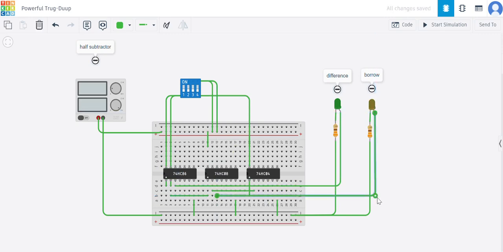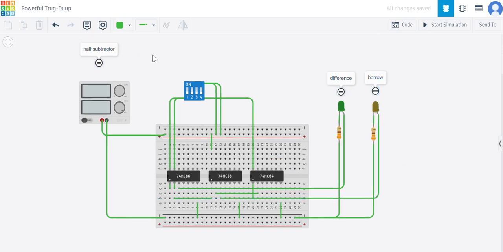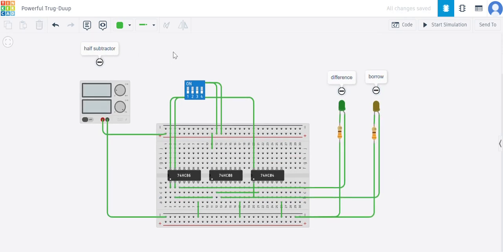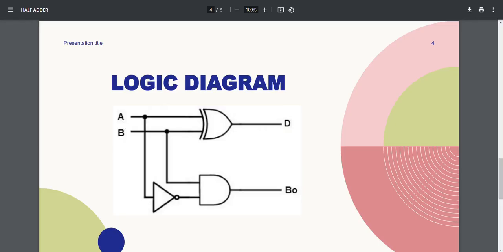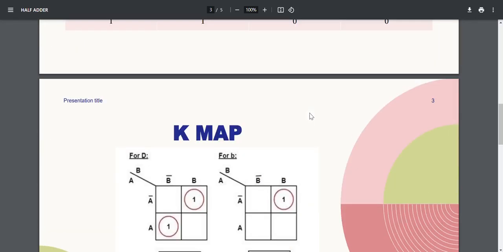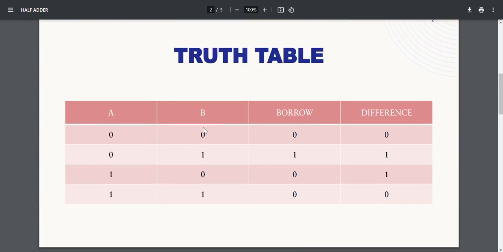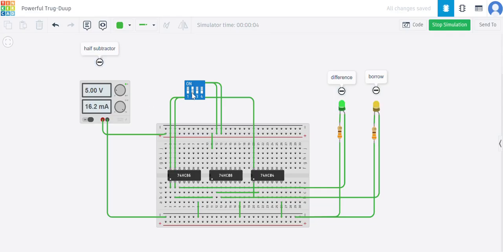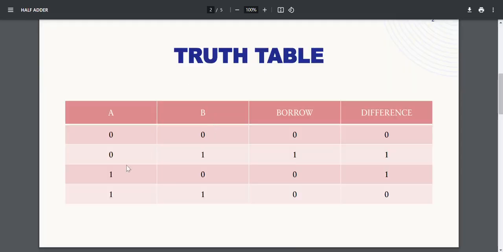So now it looks good, and this circuit should work. If there is an error, this won't work and we would resolve the error. So let's start the simulation. So for 0 0, our difference and borrow both are 0. We can verify the truth table now. So for the next, 0 and 1, the borrow should be 1 and the difference also should be 1. So for 0 and 1, both LEDs are glowing, so difference is also 1 and borrow is also 1, so this input is also verified.